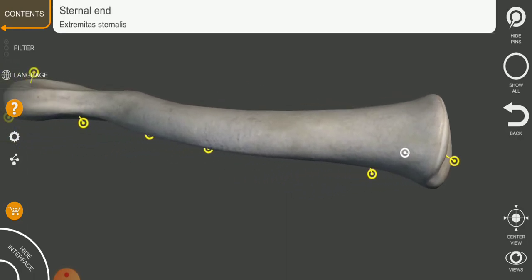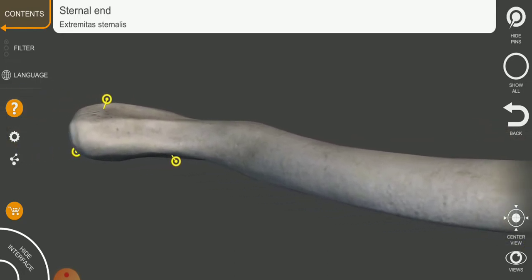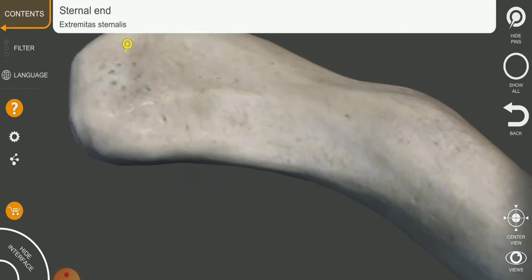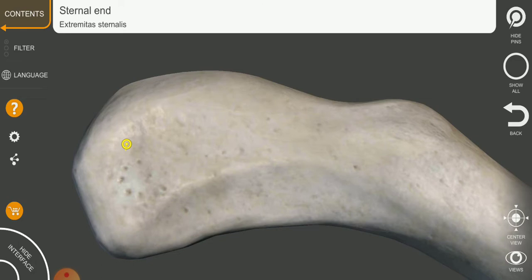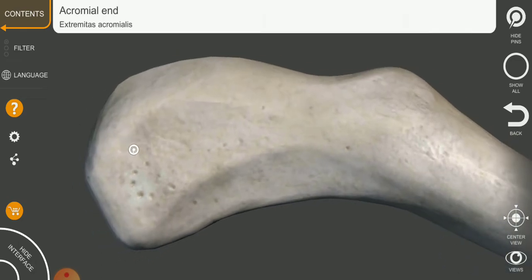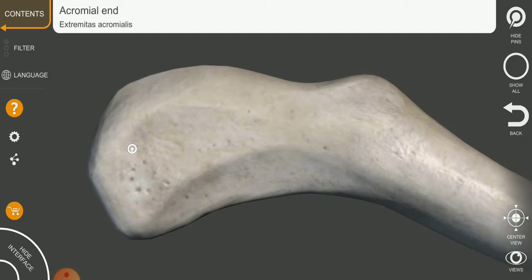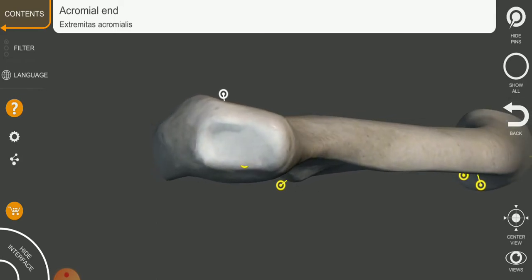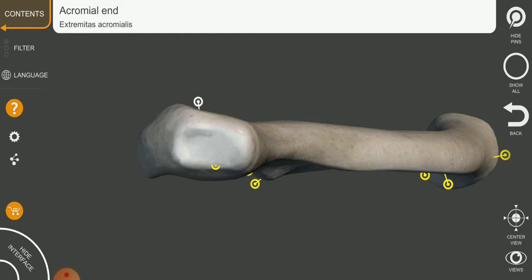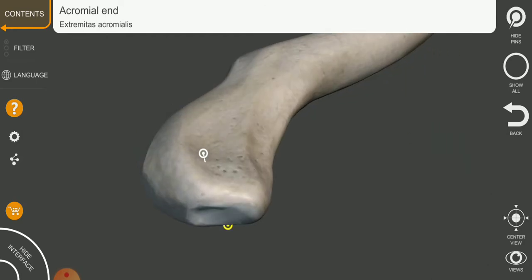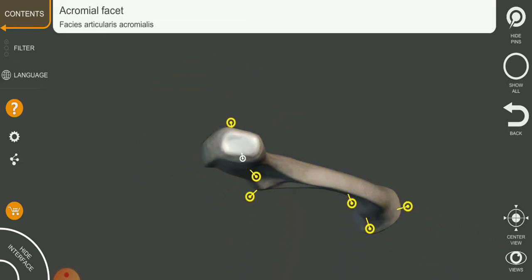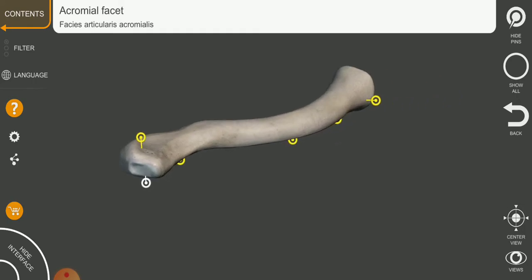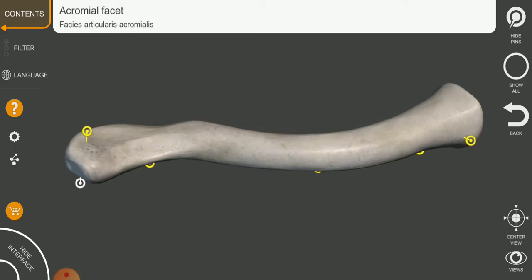And if you look like this, we can see a smooth surface going to the lateral side, and laterally it has a flat area. This flat area is called the acromion end, because this area is near to the acromion process of the scapula, and it also forms a joint with the acromion process of the scapula. This is called the acromial facet because it forms a joint with the acromion, and this is not a fibrocartilage joint, not a fibrous joint. It is a synovial joint. It has synovial fluid inside.